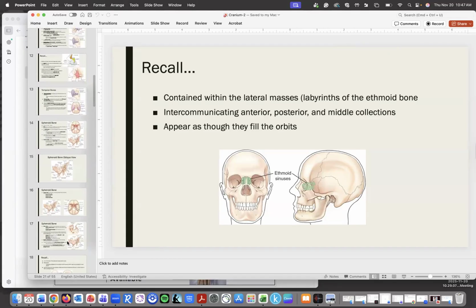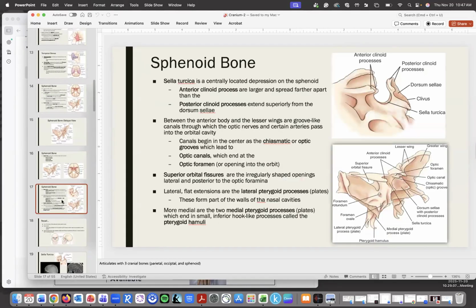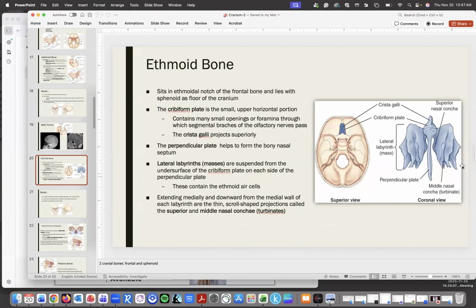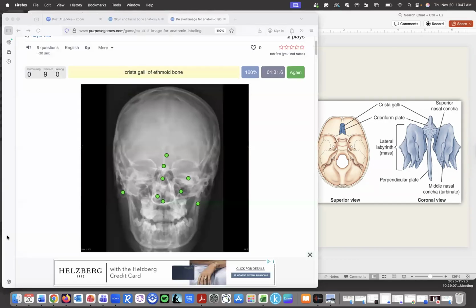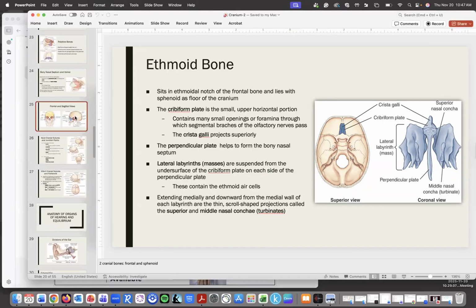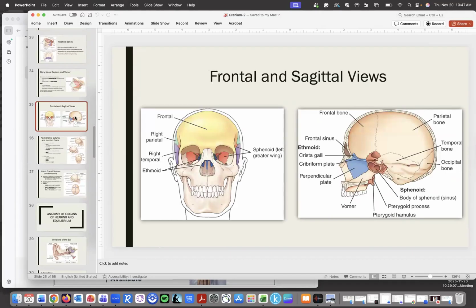Okay, so those are the biggest takeaways for the sphenoid and ethmoid: perpendicular plate, lateral labyrinths or masses, and the cribriform plate and crista galli. We've labeled those on X-rays as well. Crista galli was here. The cribriform plate would be down here, and the perpendicular plate would have been around here. So for the cranium, those are the big takeaways.